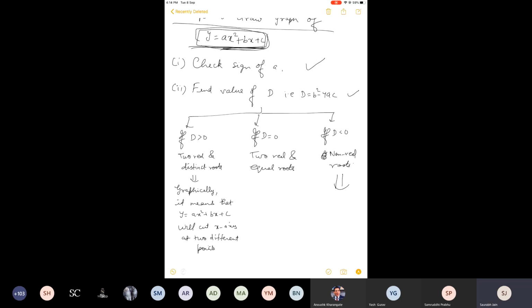Now, non-real root means no real root. No real root means the graph of y equals ax square plus bx plus c will not cut the x-axis. It will not cut because there are no zeros. Non-real means imaginary, so it will not cut the x-axis.